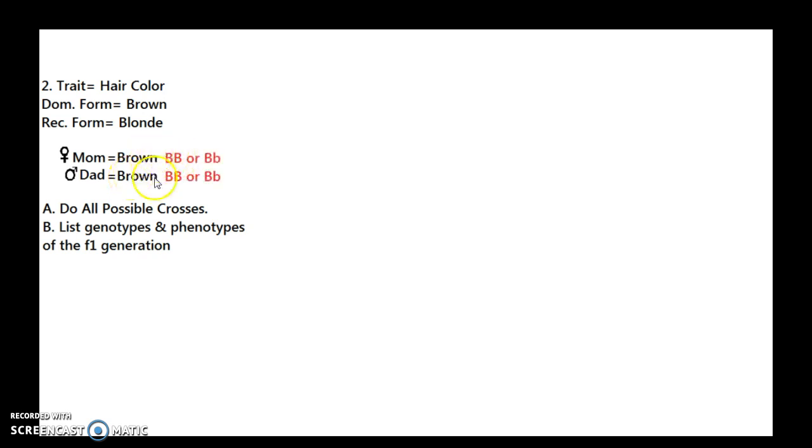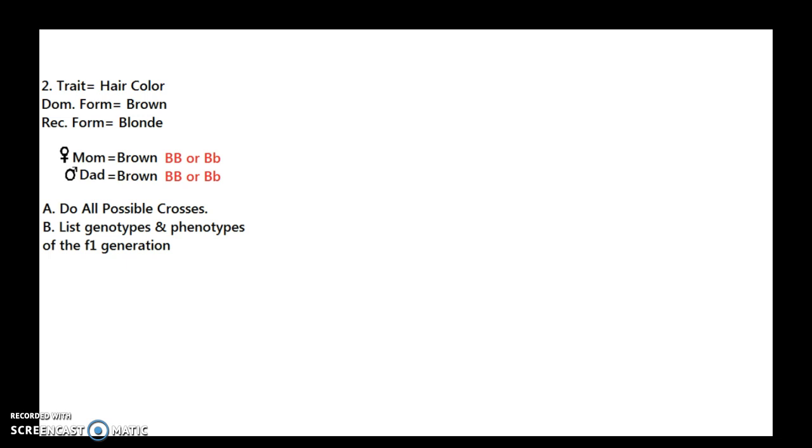Because brown is dominant, there are 2 genotypes that are going to give us the phenotype of brown hair. So mom could be either homozygous dominant or she could be heterozygous. We do not know what she is. And same thing for dad. He is one or the other. We do not know. So is one Punnett square going to answer our question here? No, it's not. You have to do more than one.